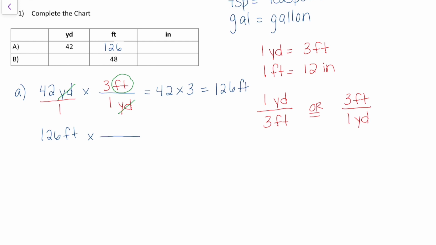And since I have feet written there, I want the feet to go on the bottom. So I'm going to write it as 12 inches over 1 foot. And because my 12's on the top, that tells me I'm going to do 126 times 12. So I get 1,512 inches.